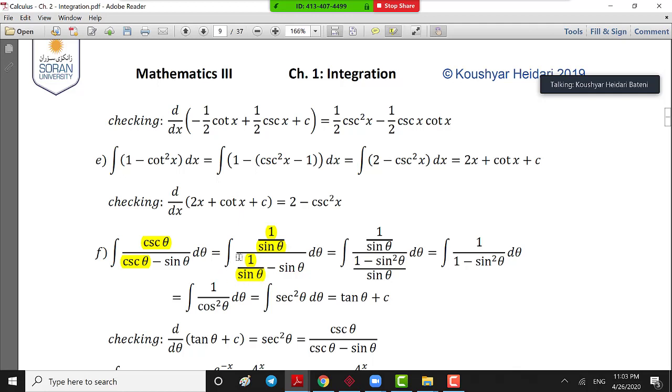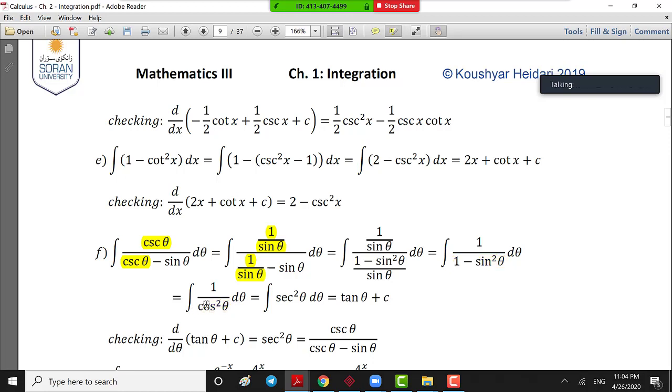Now, if we do some simplifications on this, what are we going to get? In numerator, we have 1 over sine. In denominator, we're going to use sine of theta as the common denominator. And we're going to have 1 minus sine times sine, which is 1 minus sine squared, right? Now, in this new integrand that we have, we can cancel out sine of theta with sine of theta, and we can write the result as 1 over 1 minus sine squared. We can further simplify this integrand, because 1 minus sine squared is equal to cosine squared, right?